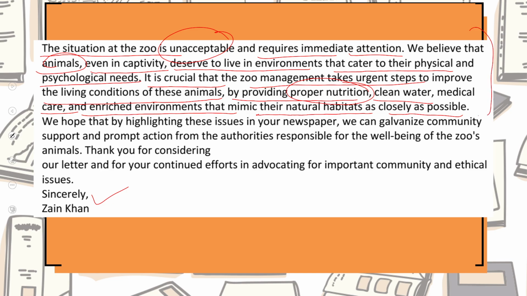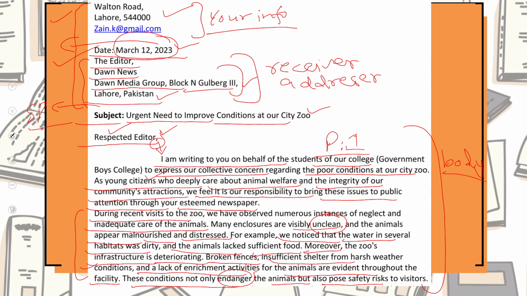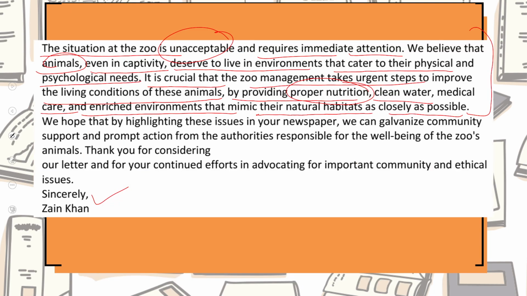Now, you have given the solution here. In the previous paragraphs, you mentioned your purpose of writing, and then in paragraph 2, you highlighted the problem in the body of the letter. Now, your body of the letter continues with another paragraph, and here you are emphasizing it more by saying that we hope that by highlighting these issues in your newspaper, we can galvanize community support and prompt action from the authorities responsible for the well-being of the zoo's animals.